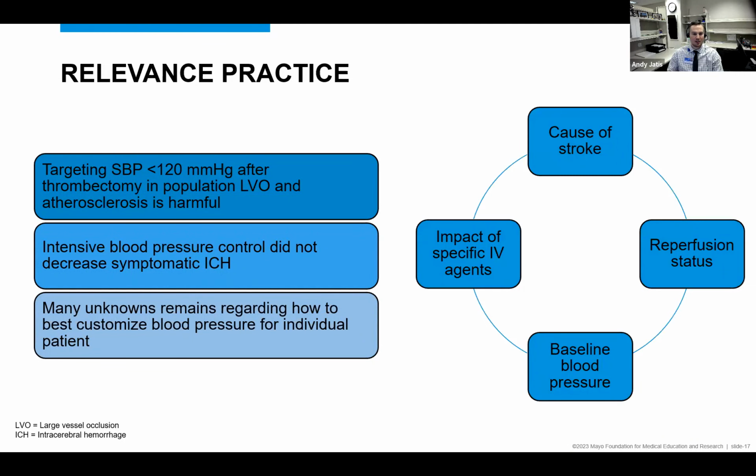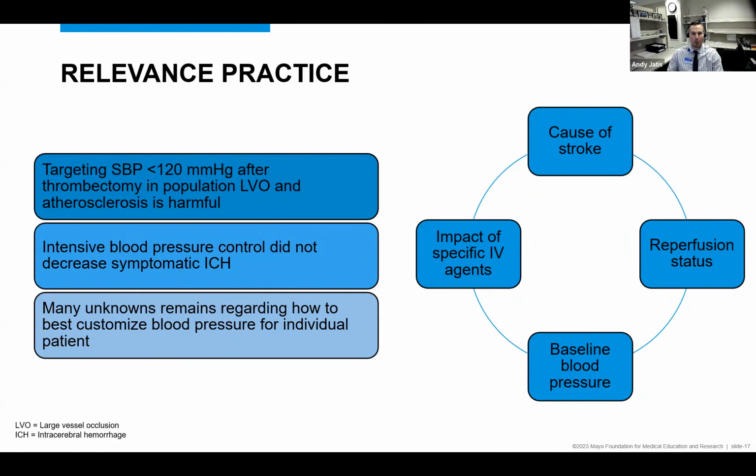And that's the exciting thing of where hopefully the future of this research is going, is that really we have then, on the right side, just a lot of other variables when we think about the cause of stroke, reperfusion status, baseline blood pressure, and certain agents that further break down how we can best define someone's blood pressure goal.